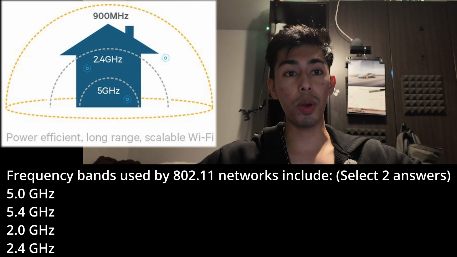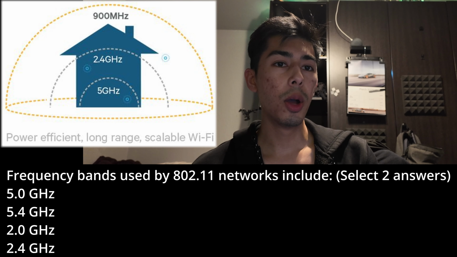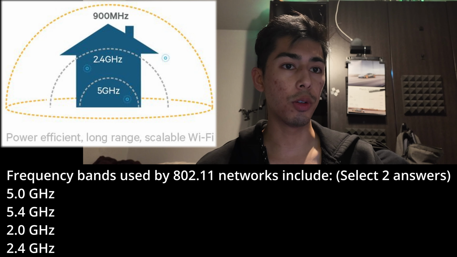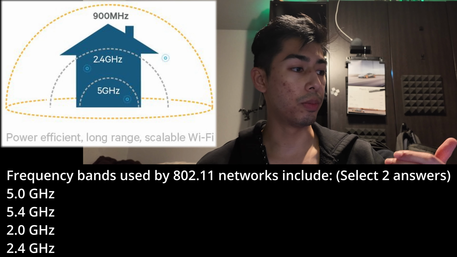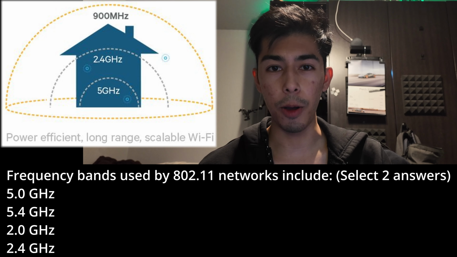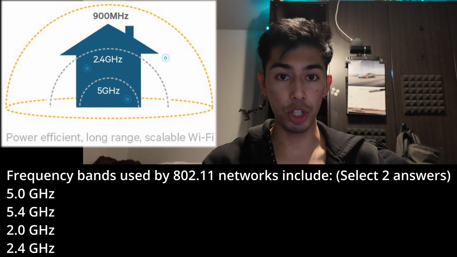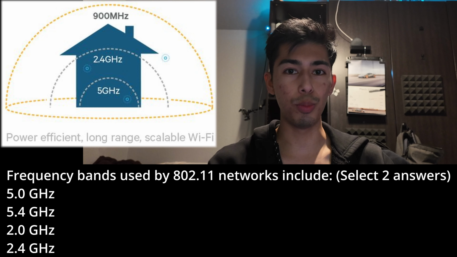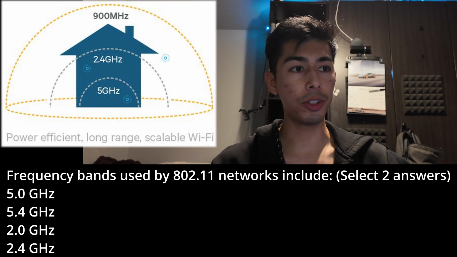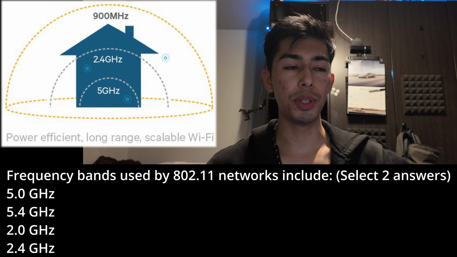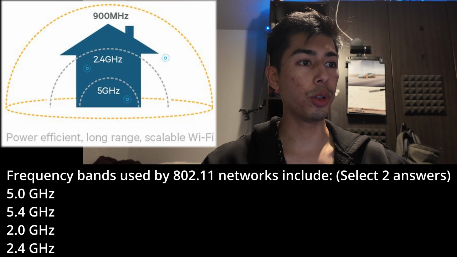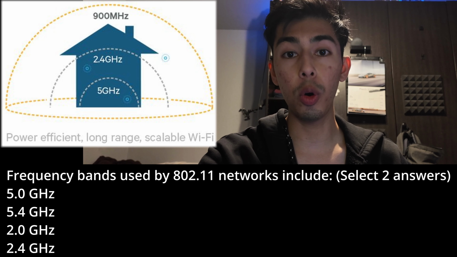It has a longer range than our 5.0 gigahertz, but it's more susceptible to interference from other devices, such as microwaves, cell phones, Bluetooth devices, that kind of stuff. It's more prone to congestion because it's older. There's more on it. So those are the differences, and the frequency bands used in our 802.11 networks, which is essentially Wi-Fi networks, include 5 gigahertz and 2.4 gigahertz.